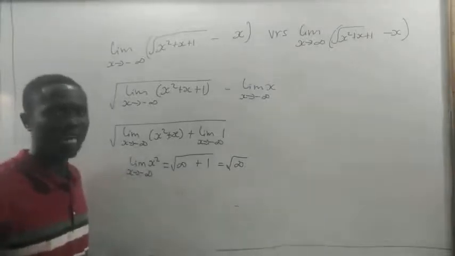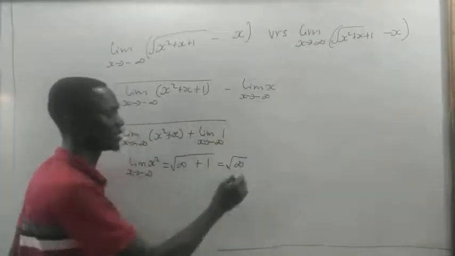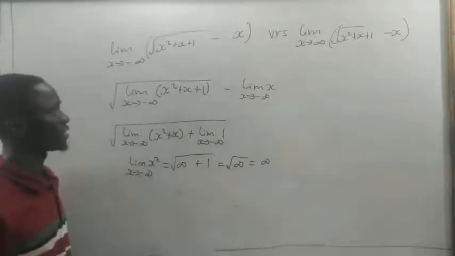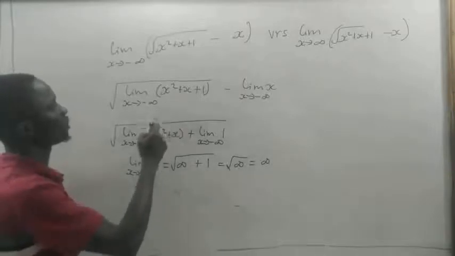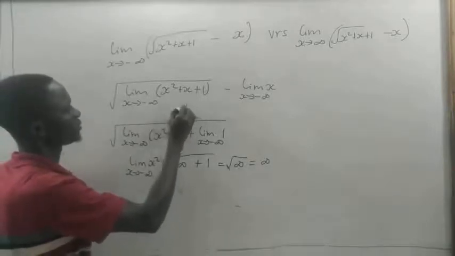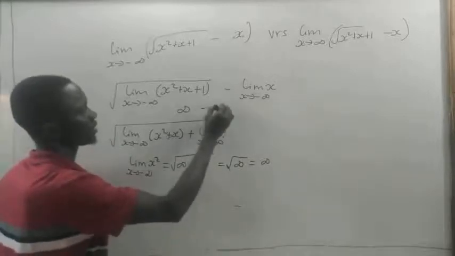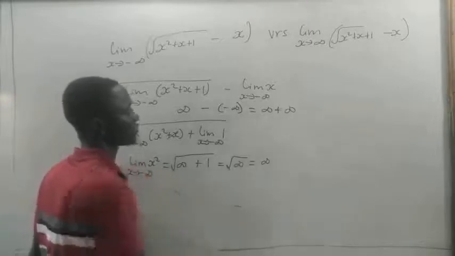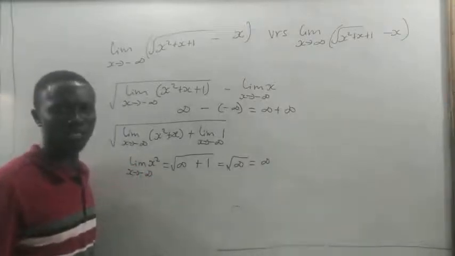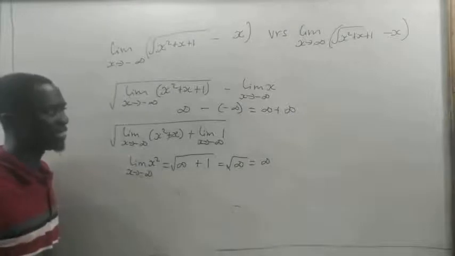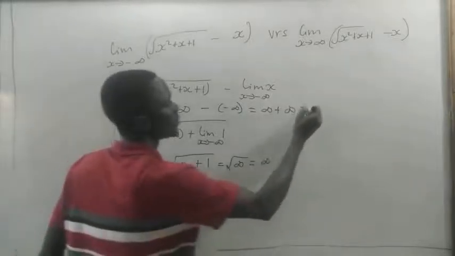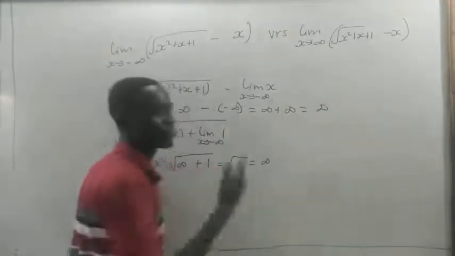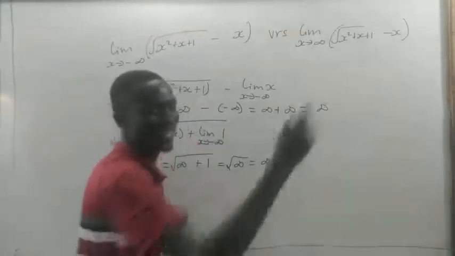So infinity plus 1 is infinity. I don't know the infinity and I'm just increasing it. So I'll still go to infinity. And the square root of infinity will be infinity. Very simple as that. So here I'm going to get this one as infinity. And this one will be minus infinity, and it will be minus infinity plus infinity. And what is infinity plus infinity? Infinity plus infinity is just a simple infinity. I don't know infinity, and I'm just increasing it by infinity. So I'll still go to infinity.